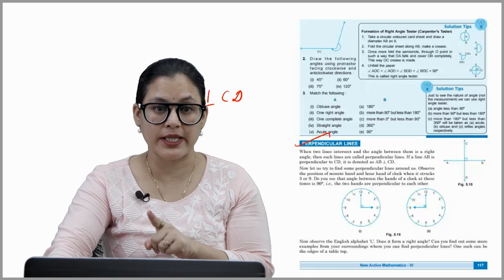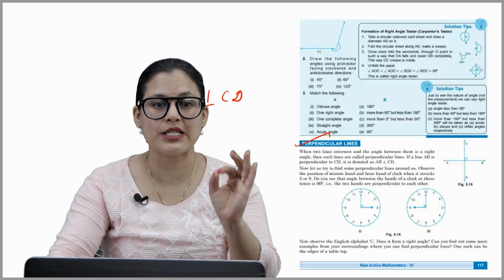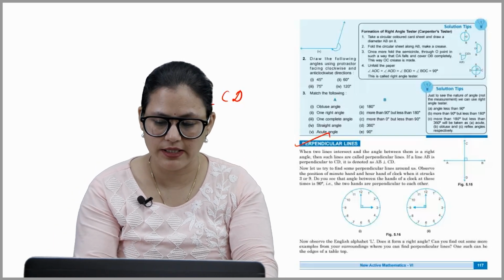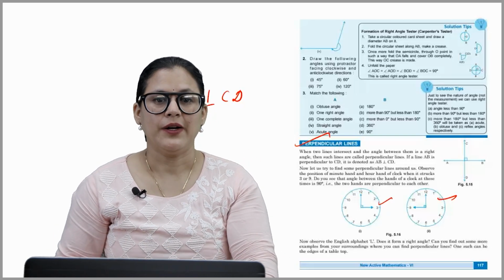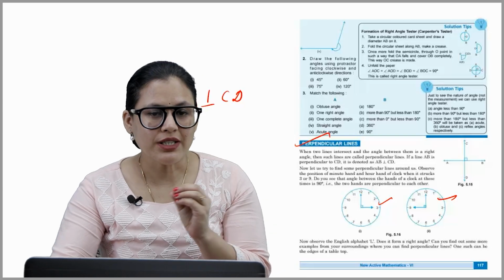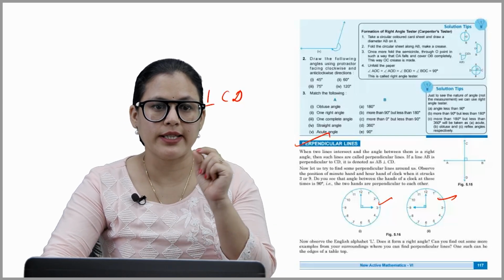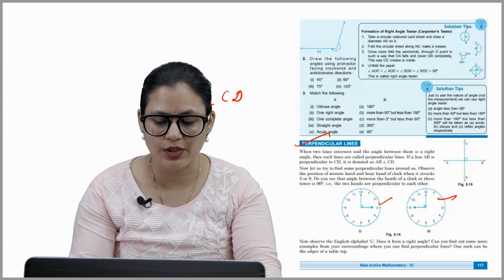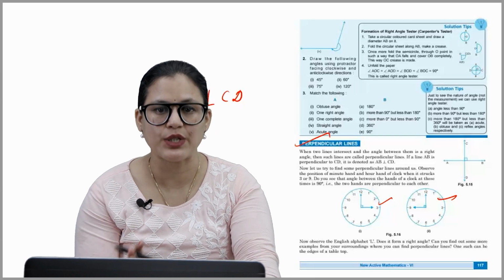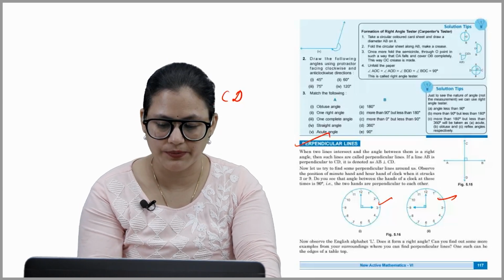Observe the position of the minute hand and hour hand of a clock when it strikes 3 or 9. See this position and this position as well. Do you see that the angle between the hands of a clock at these times is 90 degrees? That is, the two hands are perpendicular to each other.